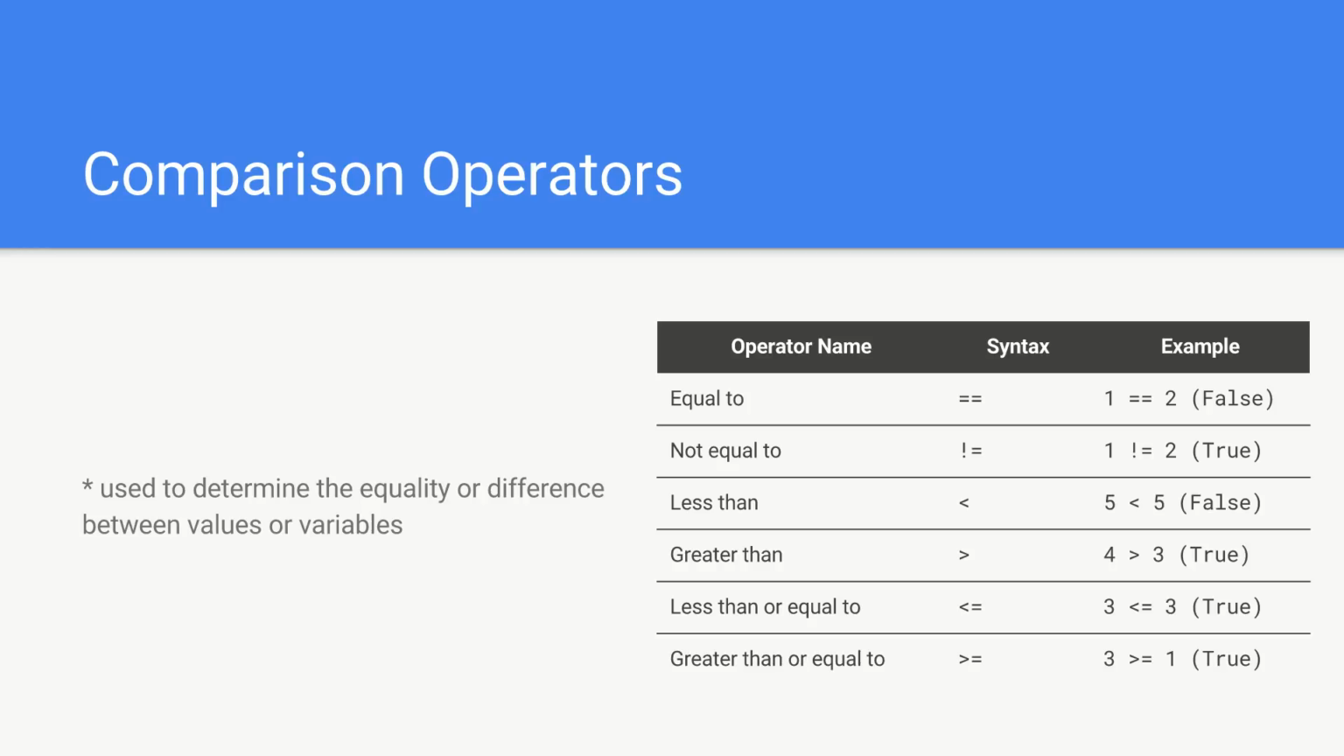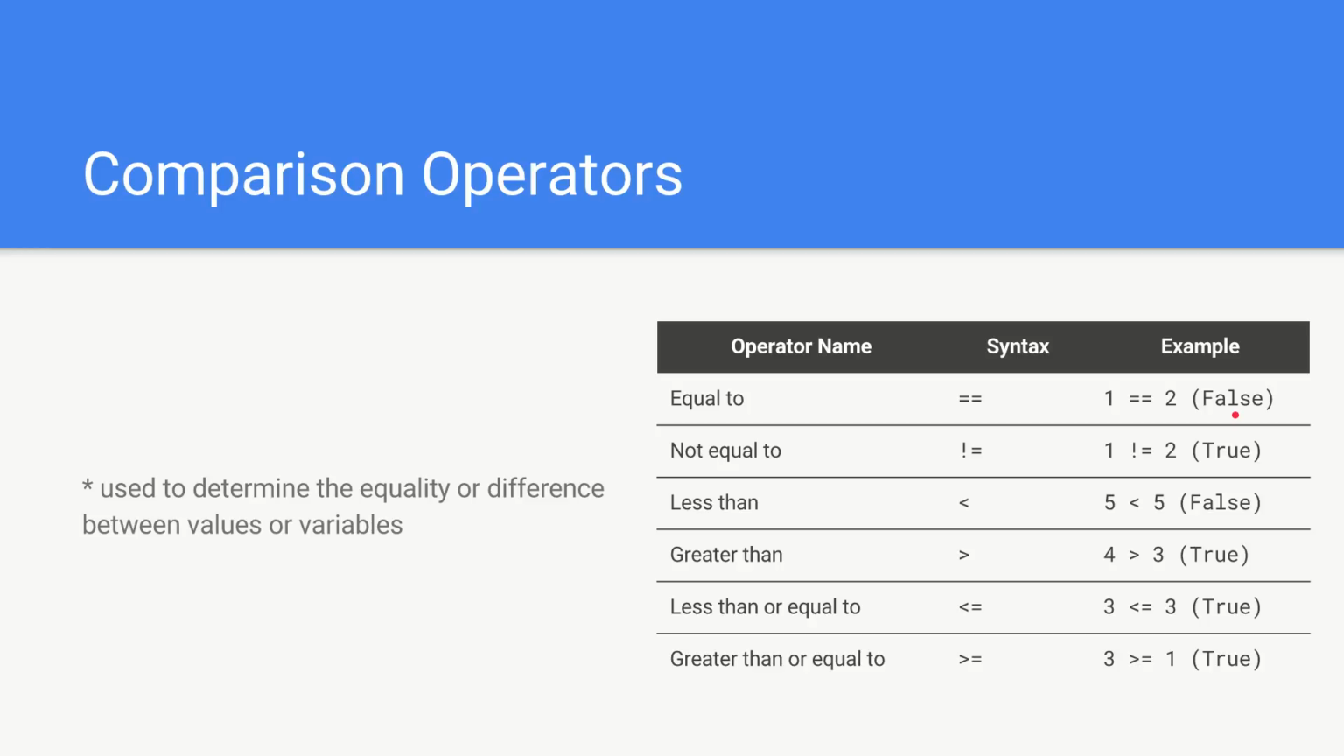So we get an equal to operator, which is represented by two equal signs, and this operator basically checks if the two values are equal, and if they are, returns true. So in the example here we see that 1 is not equal to 2, so the operator returns false.